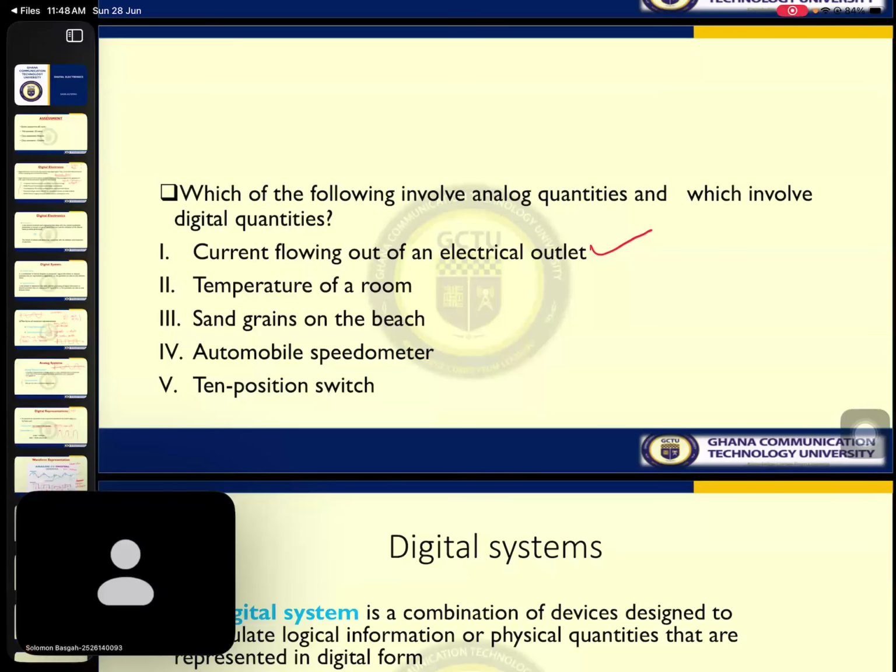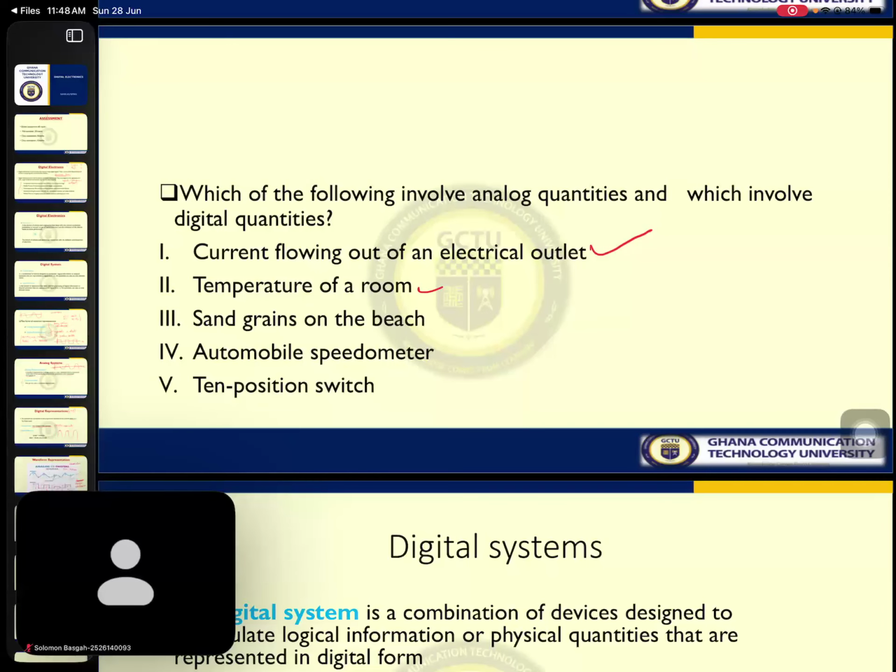It's analog because the current is not static. It's not discrete. It keeps changing. It can change at any point in time. It can be low, it can be high as well. That is correct. So it is analog because the current varies continuously with time. A basic example is an alternating current. That's perfect.